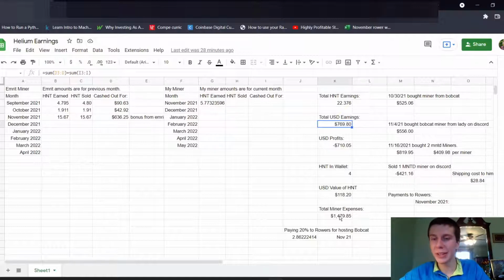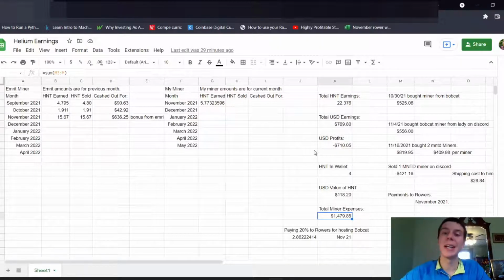So that means right down here, my total miner expenses for buying miners is right around $1,500. And as we can see, my profits so far in US dollars is around $769. Or my earnings, I guess. So that means my total profits is around negative $710. And the amount of HNT I have in my wallet right now is around 4. So that gives it a value of around $118.